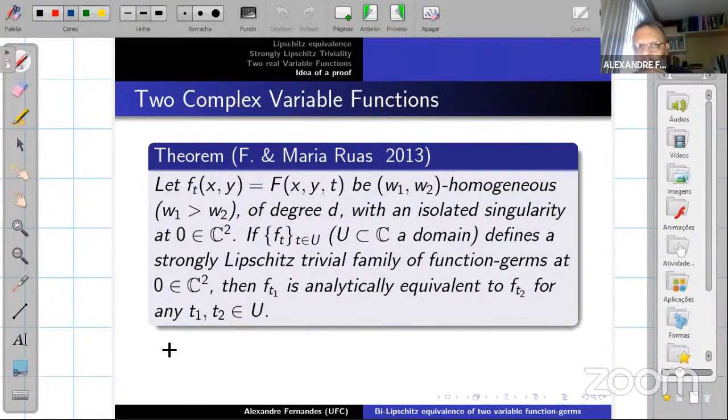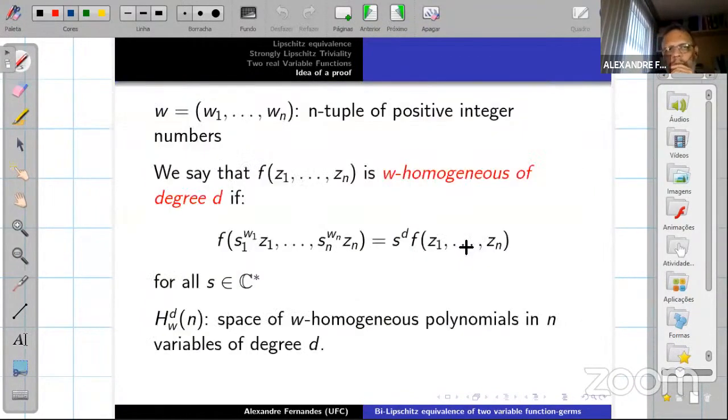Sure. So the complex case. I mentioned this result, the older one. We have a family of weighted homogeneous functions which are not homogeneous, with an isolated singularity at the origin. If this family is strongly Lipschitz trivial, then any two elements of the family are analytically equivalent. Let me show an idea how to prove it.